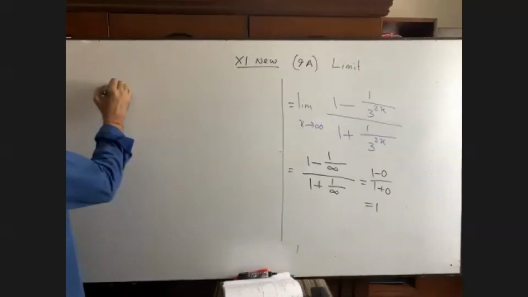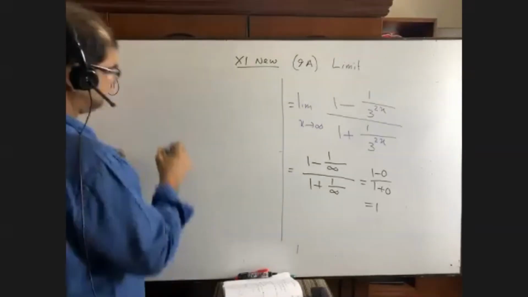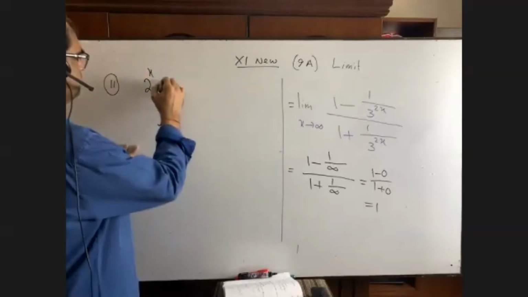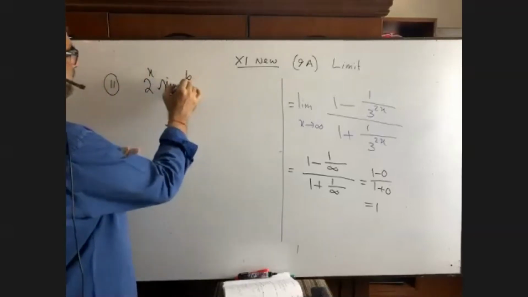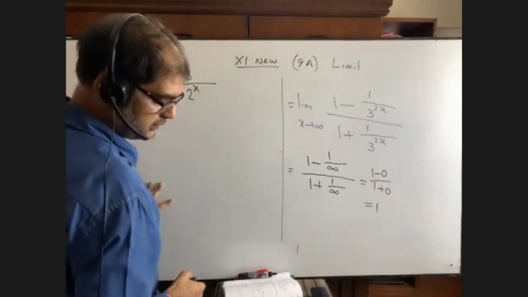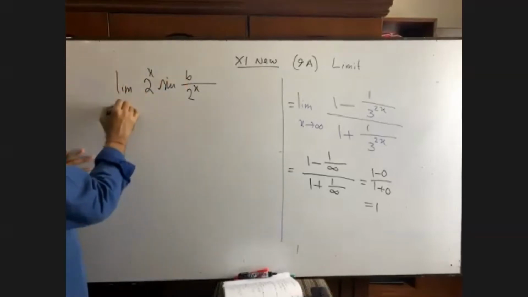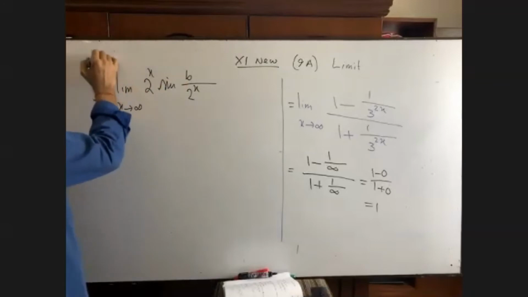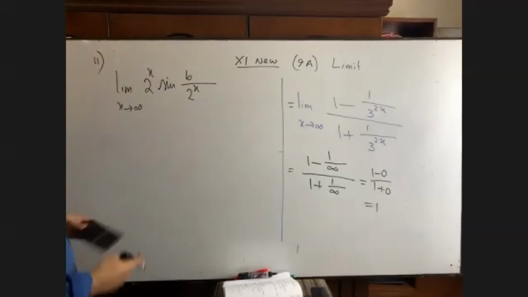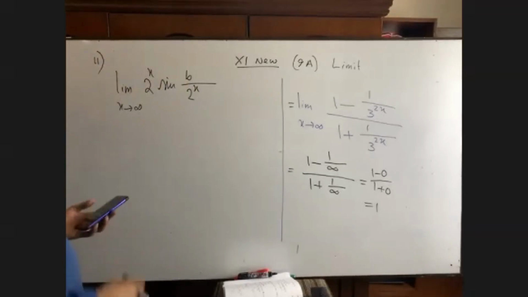All right. Question number 2. 2 to the power x, sine of 2 to the power x, and limit x tends to infinity. The limit is x tends to infinity. Number 2. Can you please let me know how does it come? All of you.